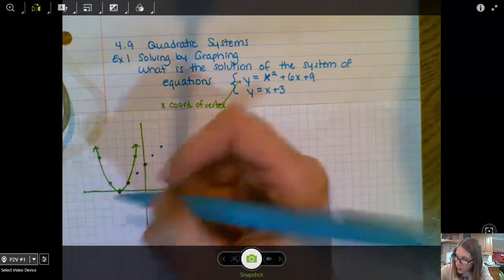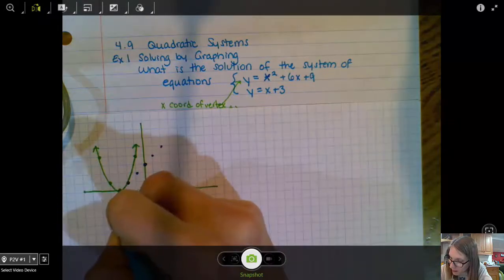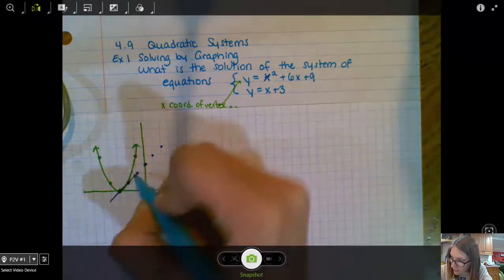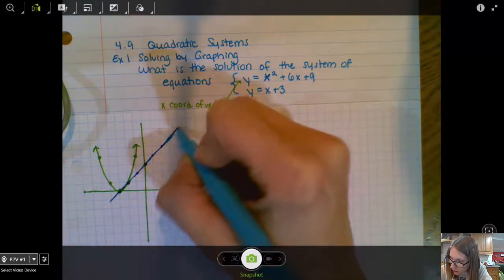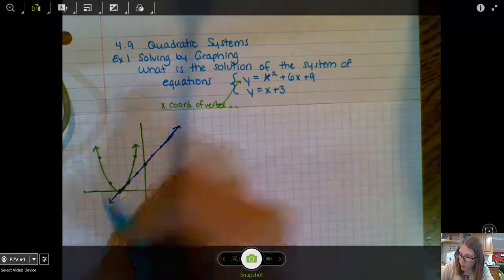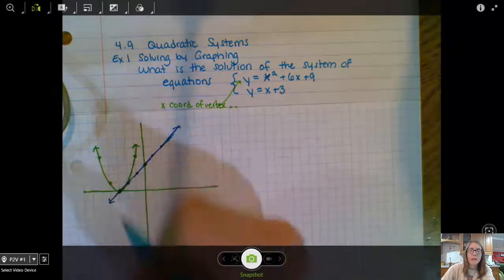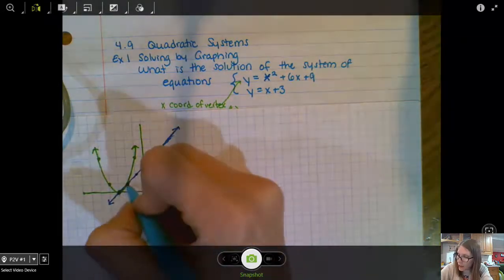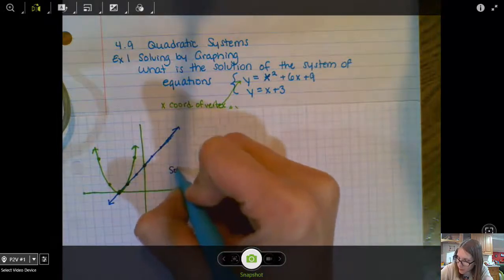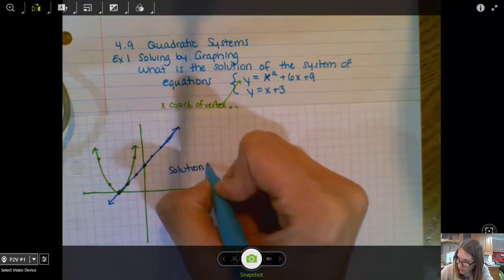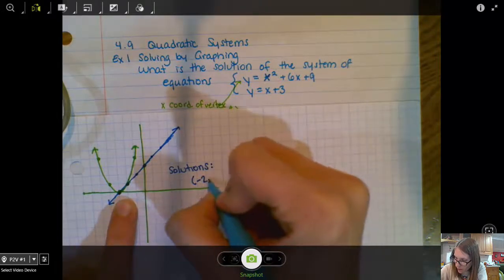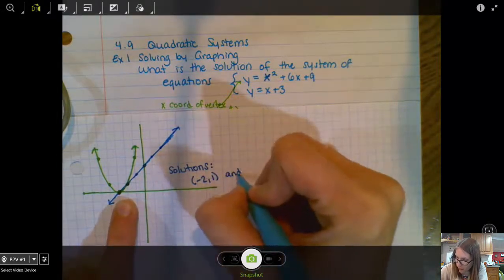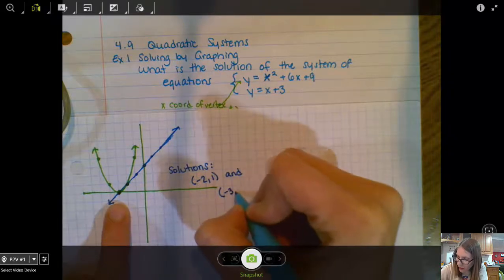And look, we have two solutions here because there are 2 points where my parabola and my linear function cross. So those 2 points are my solutions: at negative 2, 1 and negative 3, 0.